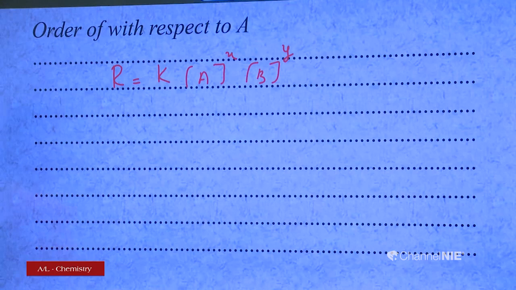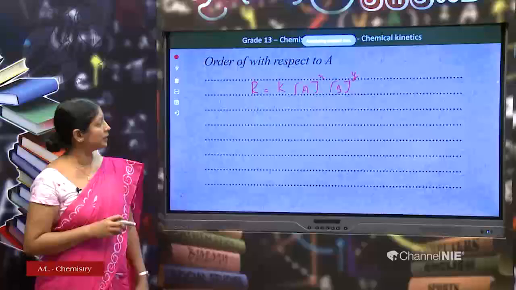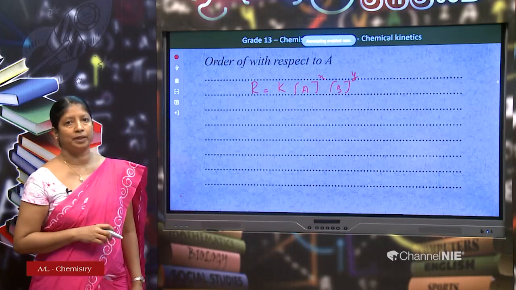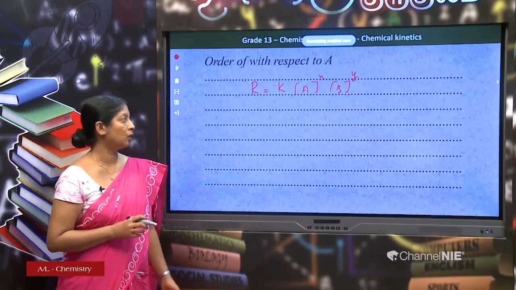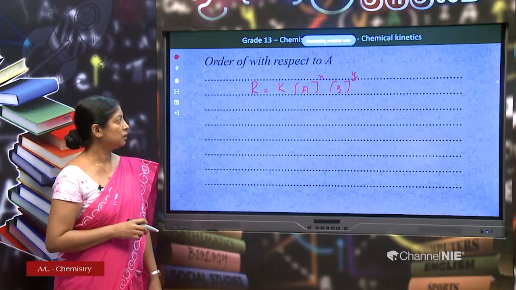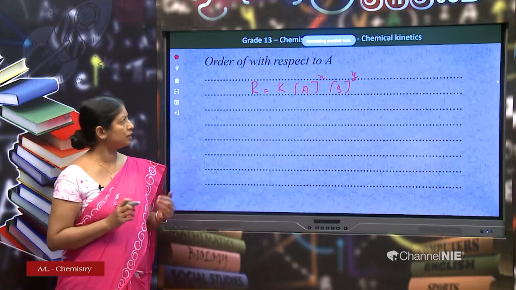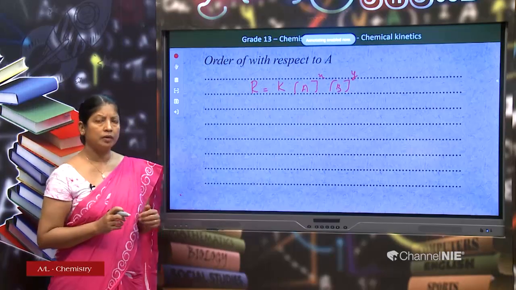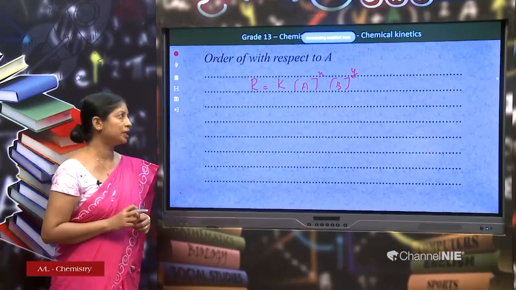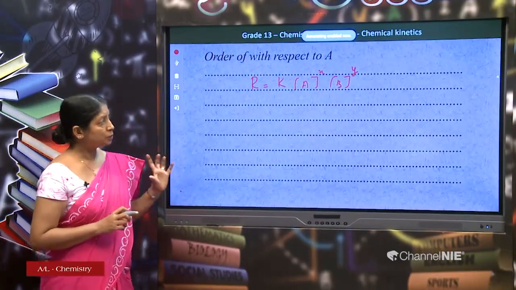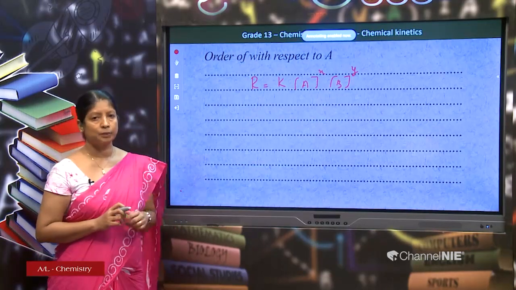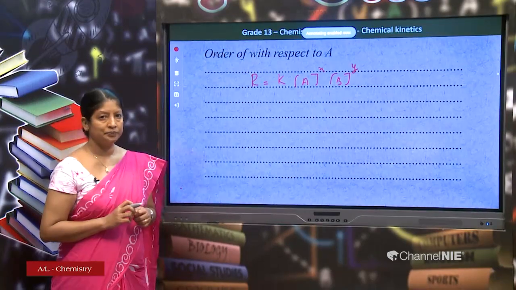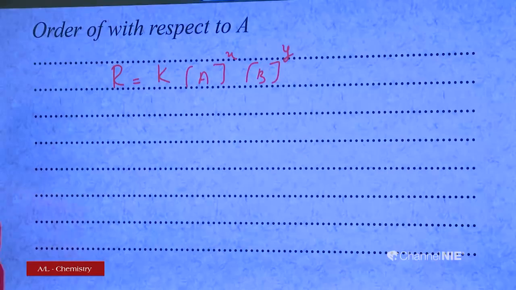So, A and B are reactants, R is the reaction rate, k is the rate constant, x is the order with respect to A, and y is the order with respect to B. Now we have to think about what data we are going to use to find the order with respect to A. We already know that to determine the order with respect to A, A should be the variable and B has to be constant. So, then we are going to use first and third data.